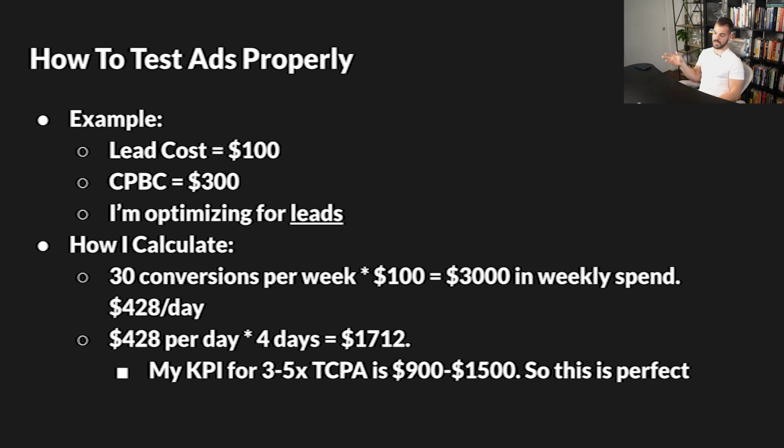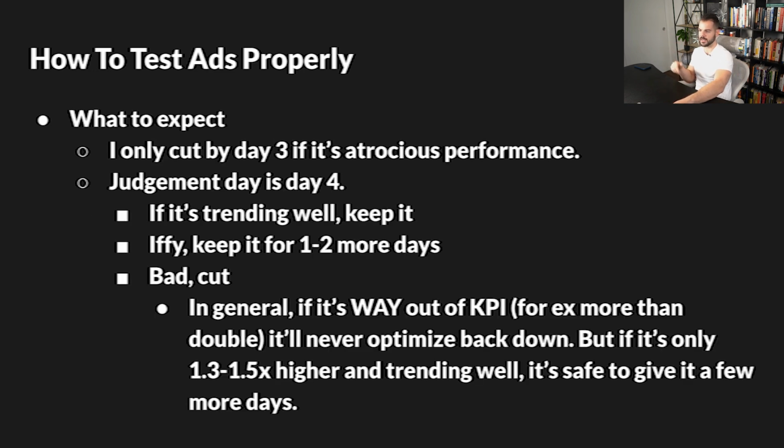If you divide that by 7, it's $428 a day. Now, if we do $428 a day for 4 days, on the 4-day cutoff mark, we'll spend about $1,700. Since my target 3 to 5x TCPA is $900 to $1,500, that's perfect. It's a little bit over, but that's totally fine. I'm going to get a really full, good test out of that.